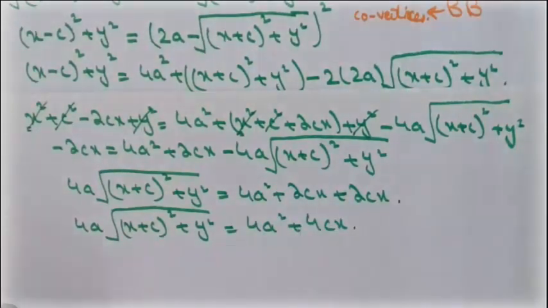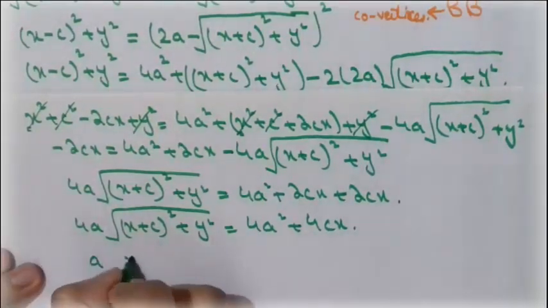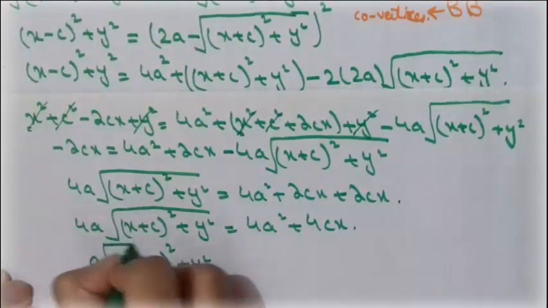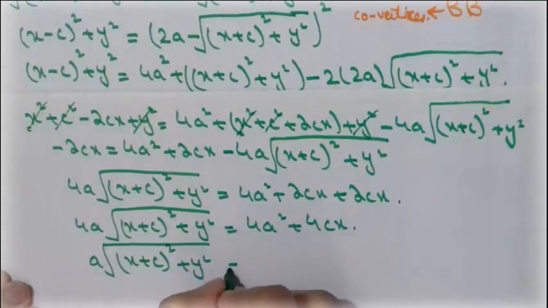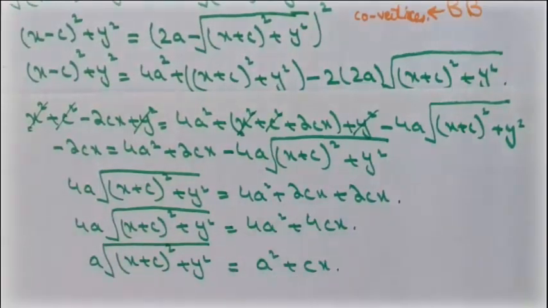So now we divide the whole equation by 4, because there is a common factor of 4. So in the next step we will write x plus c square plus y square, and this term is a radical, which is equal to a square plus cx. So here we are not able to derive the equation to any standard form. In that step we are facing this radical sign, so we get rid of this radical sign by just taking the squares on both sides.